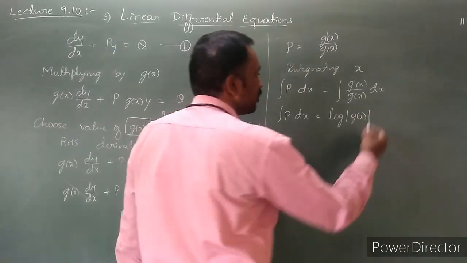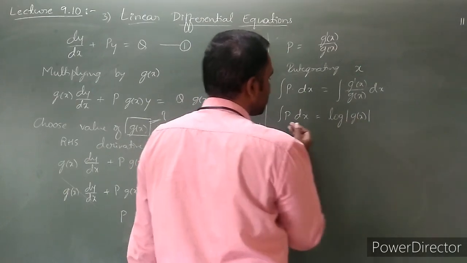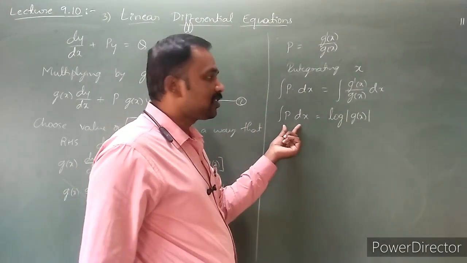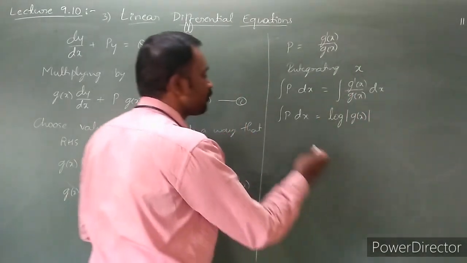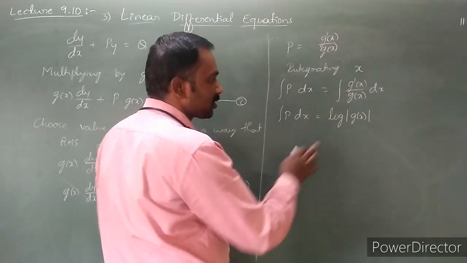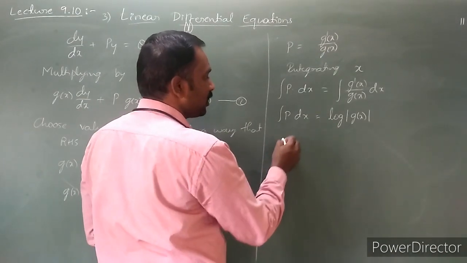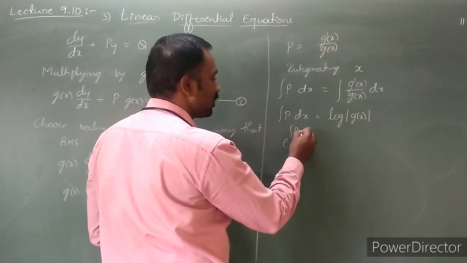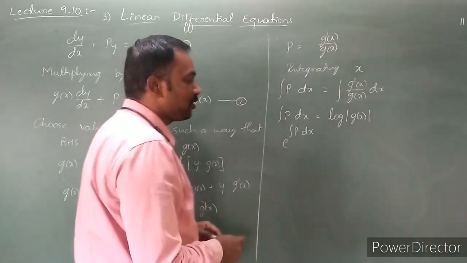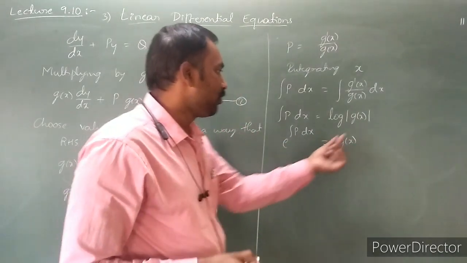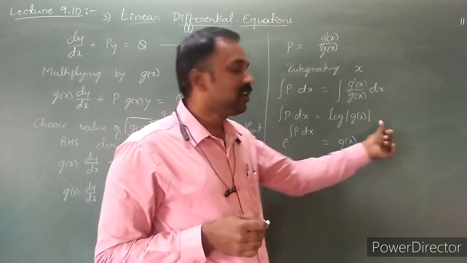Here I just write the plus c, or else keep as it is. Here, after integration, there is no need to write the plus c. After integrating this one, we can write the plus c. Now I need to get the value of g of x, so remove the log. Removing the log, we get e power integration of p into dx is equal to g of x. But I have not written an integration constant here.